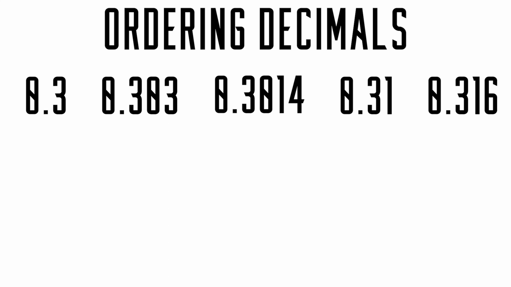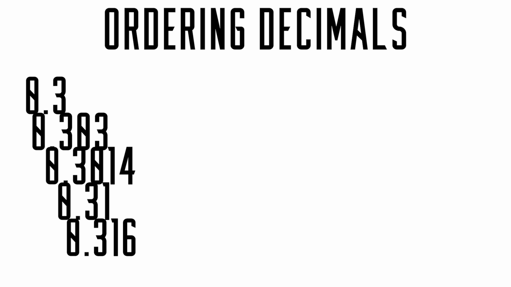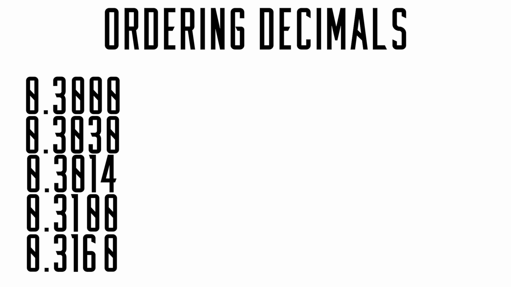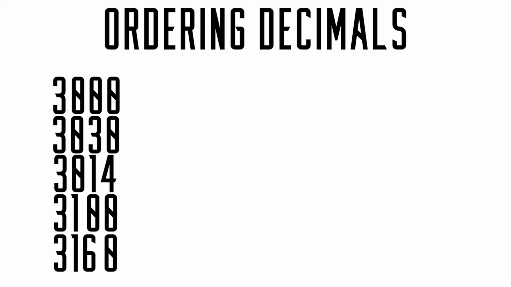A technique that we can use is to list the numbers. We can then make all of the numbers have the same amount of digits by filling in the gaps with zeros. Now that all of the numbers have the same amount of digits, we can take away the first part of the numbers, in this case the 0, and the decimal point. Now we have a list of numbers that are whole numbers, which we have encountered more frequently. They are 3000, 3030, 3014, 3100 and 3160.